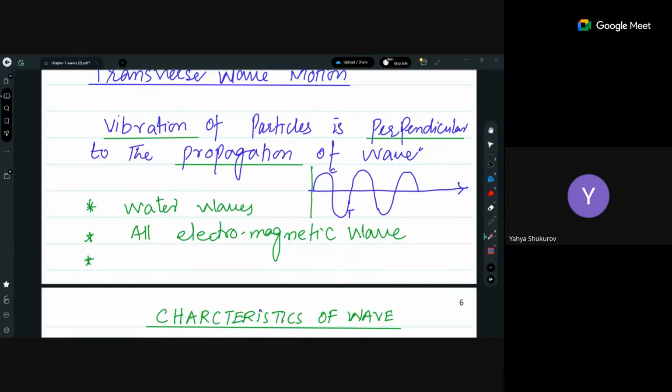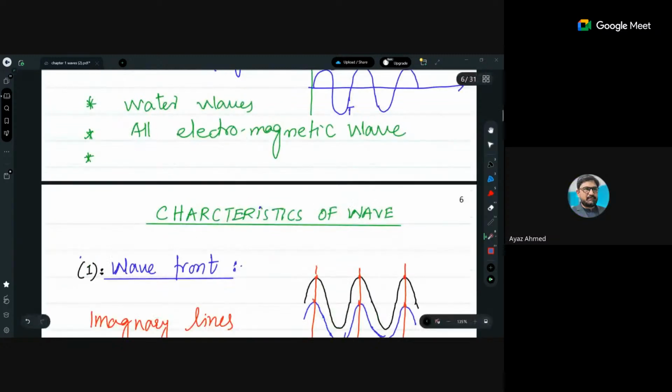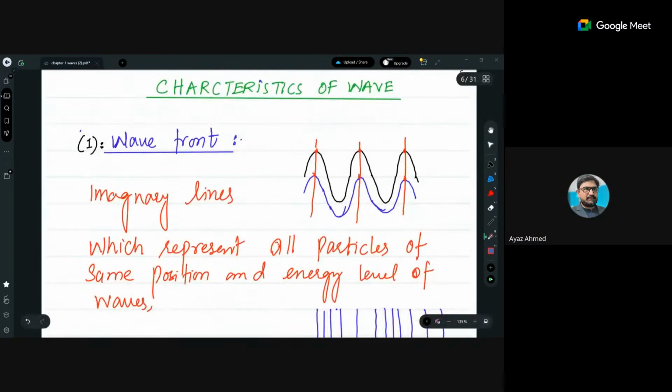Okay. Now, this is a really important thing for any important topic: the characteristics of waves. There are several characteristics which are known to you, and several which are new. That is why I will blend them all, and then I will let you know.